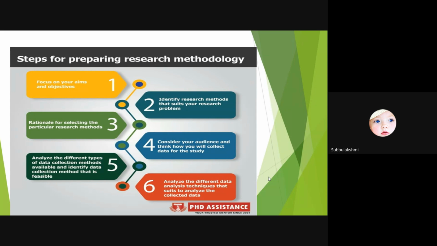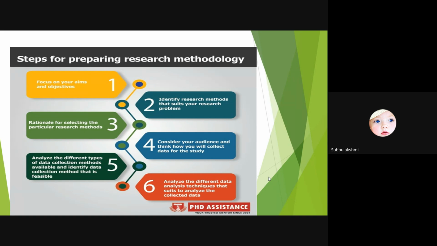Okay, you have an idea in your mind. You, this is the researcher. Based on the idea, we go in for a method. Next is selecting the particular research method. Next is consider your audience and think how you will collect data. Next, analyze different types of data collection. Even for data collection, we have various methods.